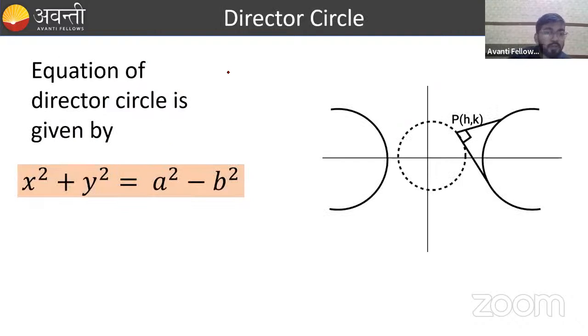Okay, so the equation of the director circle, if you guys remember, in the ellipse, it was x square plus y square equals a square plus b square. Here, simply that plus sign in the constant term has been replaced by the minus sign. So it is very easy to remember this also.